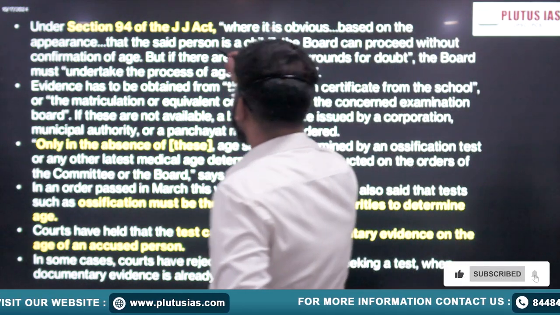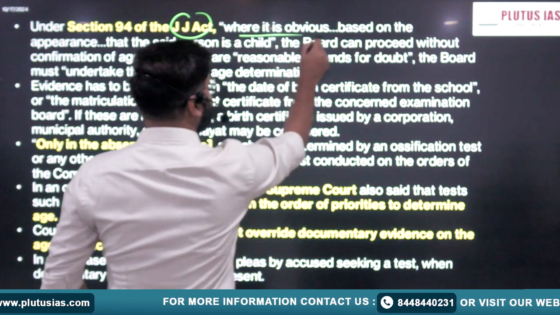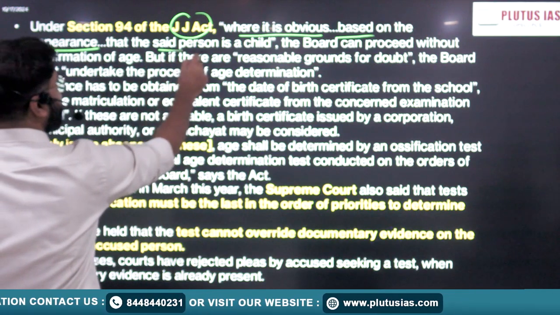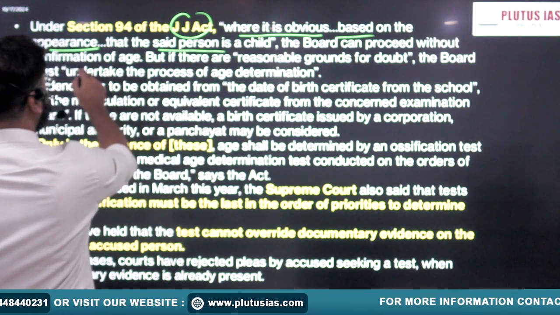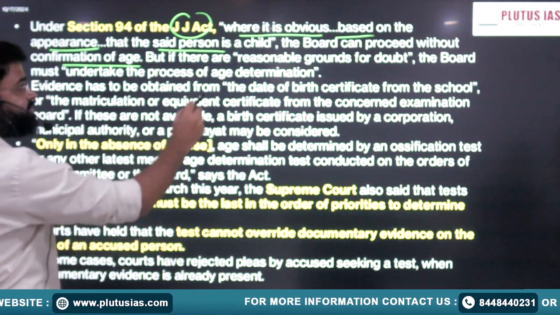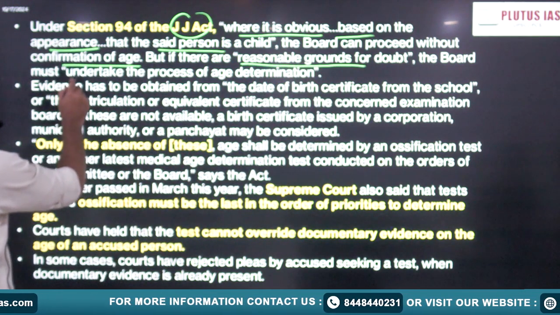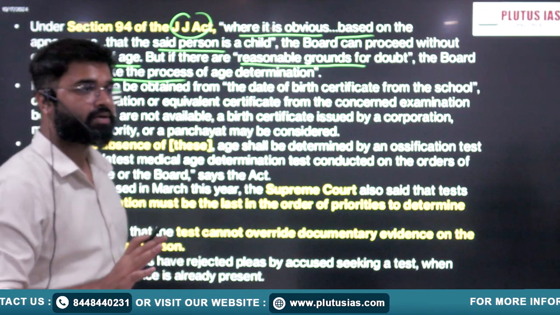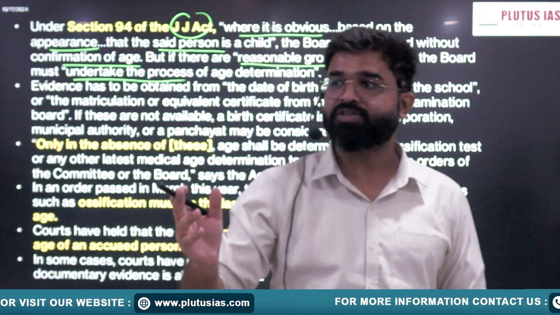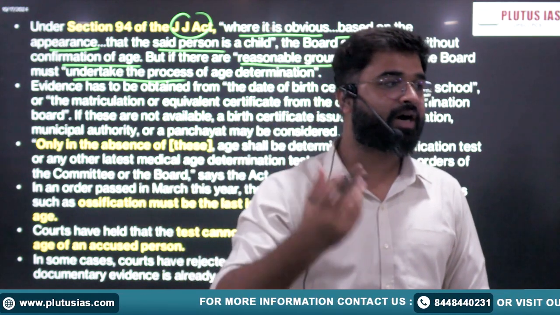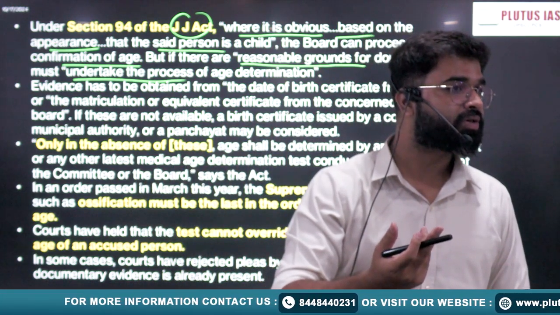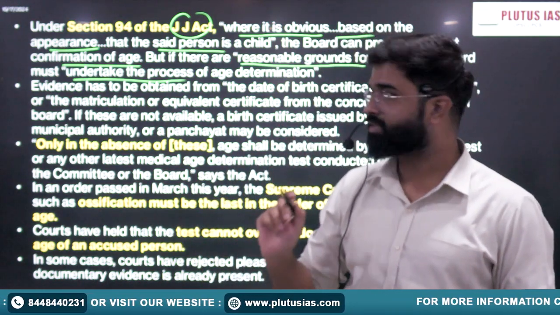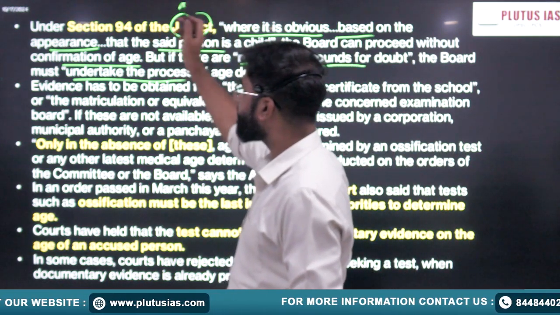Under section 94 of the Juvenile Justice Act, where it is obvious based on appearance that the said person is a child, the board can proceed without confirmation of the age. But if there is reasonable ground for doubt, the board undertakes the process of age determination. So it is mentioned in the Juvenile Justice Act that if there is a doubt with respect to the age of an accused, then the board can order an age determination test, which is known as the bone ossification test, mentioned in Juvenile Justice Act, section 94.